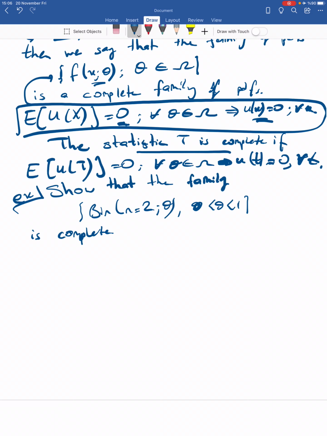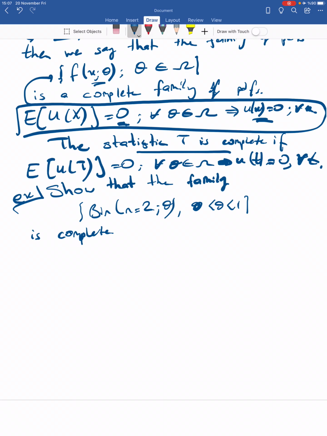So basically, to be able to show completeness, we always start with the expectation of u(x) equals 0 case. But if the question is to show that the family of PDF is not complete, then you have to consider a specific function of x, one u(x) function, and show that the expectation is 0, although that function itself is different than 0. So in the case of non-completeness, the incomplete case, you have to consider one function. We will see some examples regarding that.